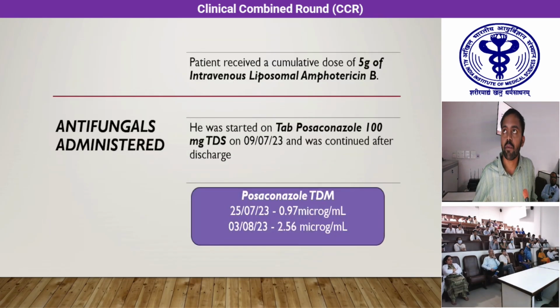along with 5 grams of liposomal amphotericin B, and he was started on tablet posaconazole 100 mg thrice daily since 9th July 2023, which was continued after discharge for a period of 3 months, along with therapeutic monitoring of the posaconazole levels. A level of more than one signifies significant levels of the drug in the serum.